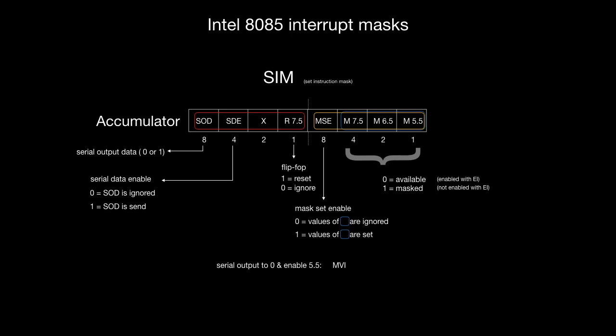Last example, serial output to 0 and enable 5.5. So on the left side, SOD is 0, but you should send it to the pin, so that's 4. And on the right side, that's an 8 for mask set enable, and you have to disable 7.5 and 6.5. So 8 plus 4 plus 2 is 14. That's an E.